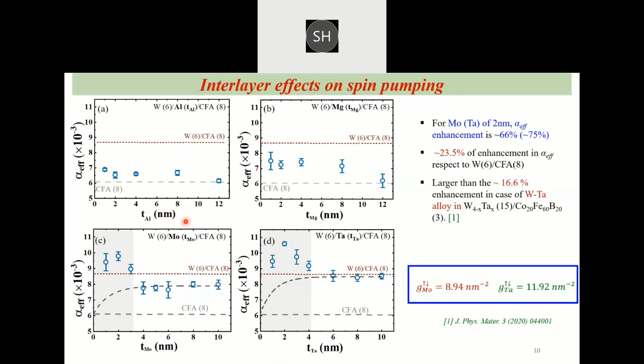That will also depend on the thickness, because if the interlayer thickness is very high, then sorry, the interlayer thickness is very high, then we will not get the contribution.